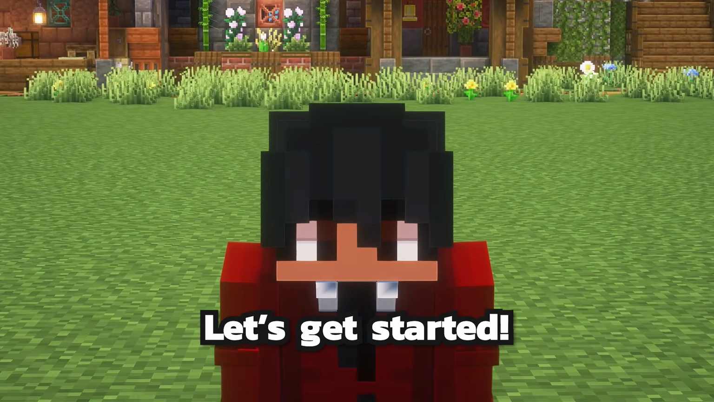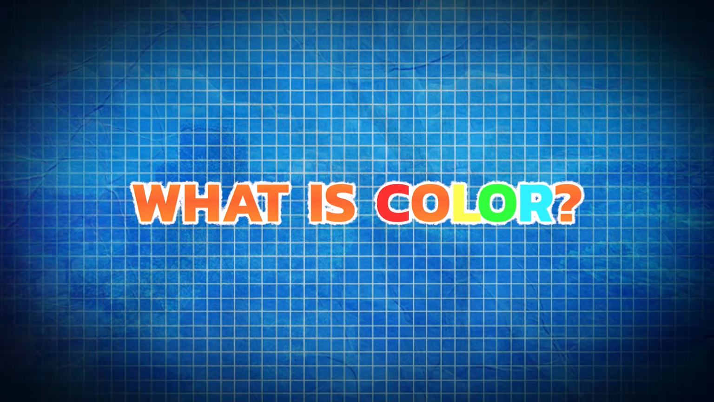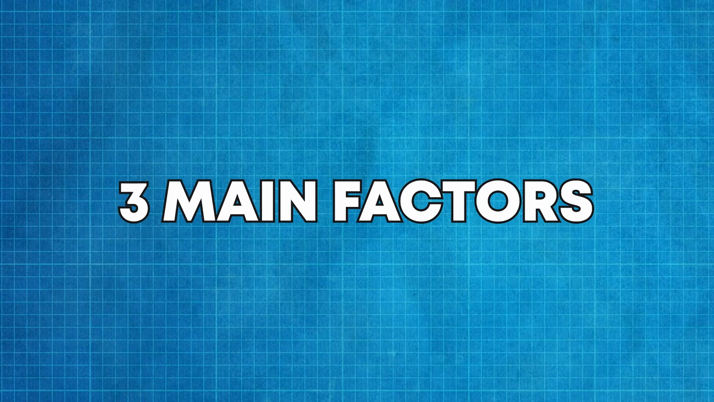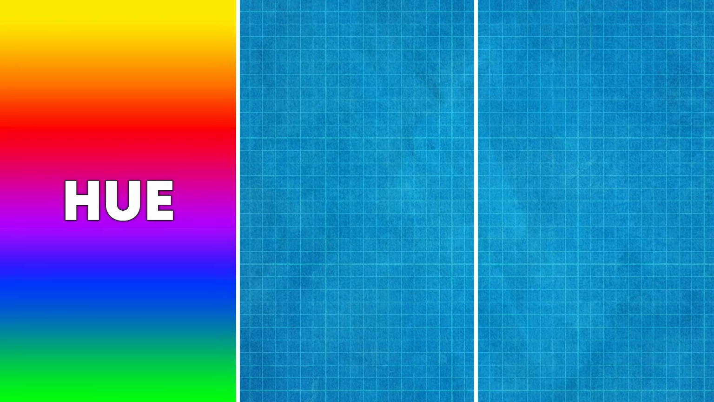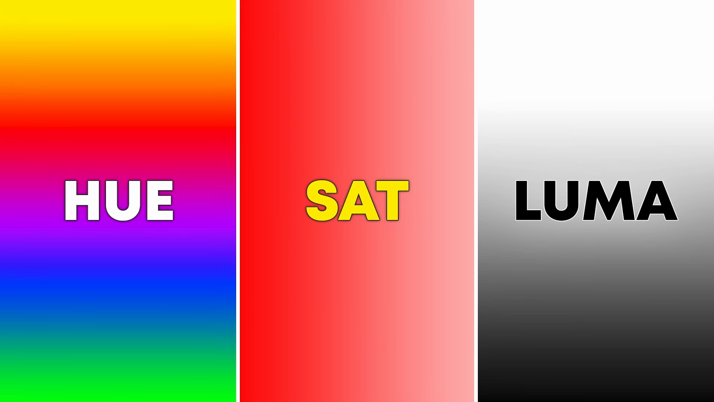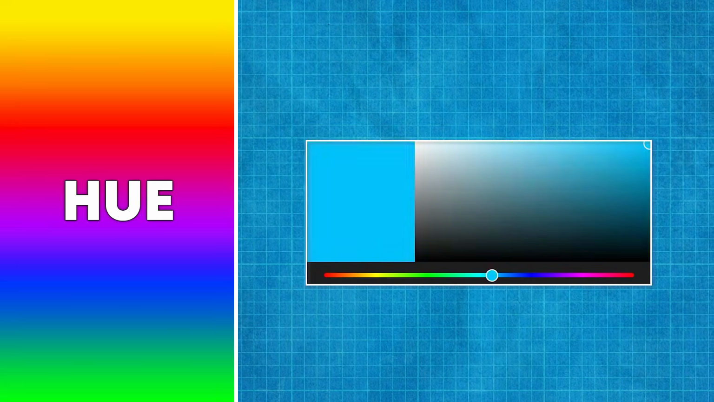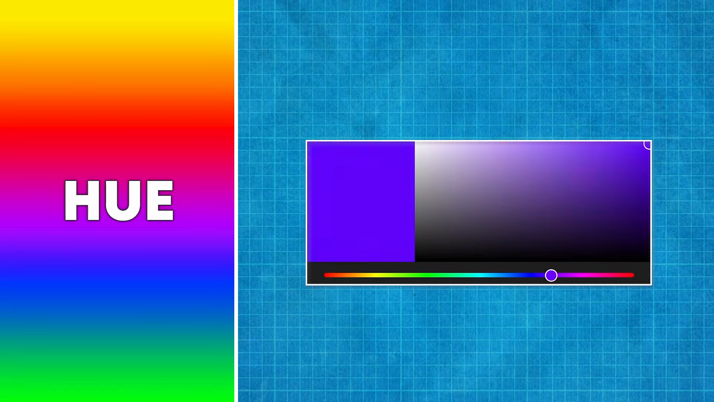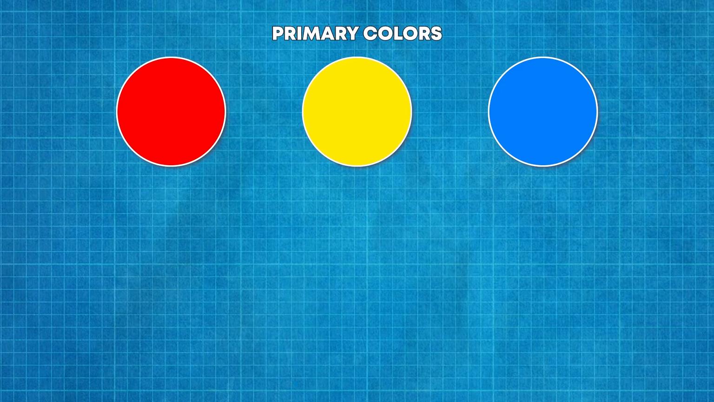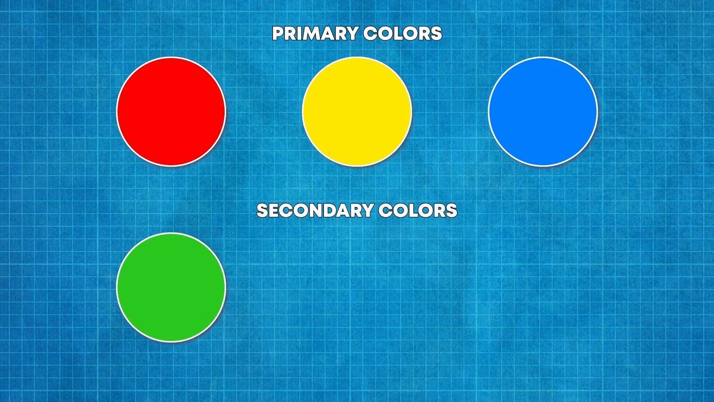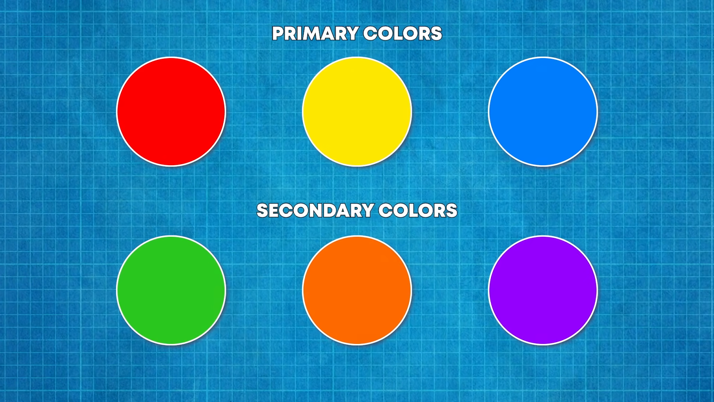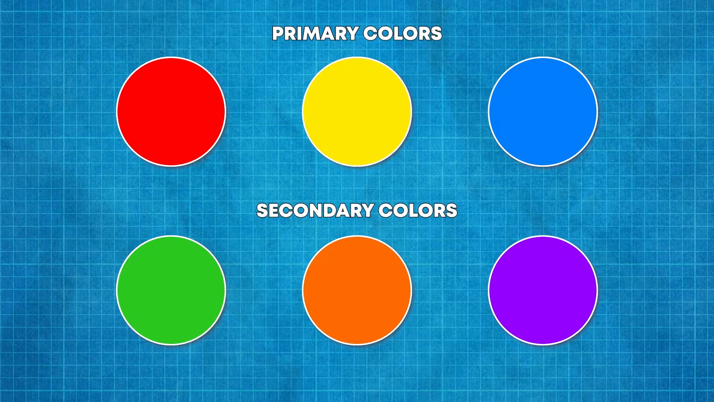Let's get started. What is color? There are three main factors that determine color: hue, saturation, and luma. Hue is the shade of a color. Most commonly, we can refer to the three primary colors of red, yellow, and blue, and then the three secondary colors of green, orange, and purple, which are just combinations of the primary colors.